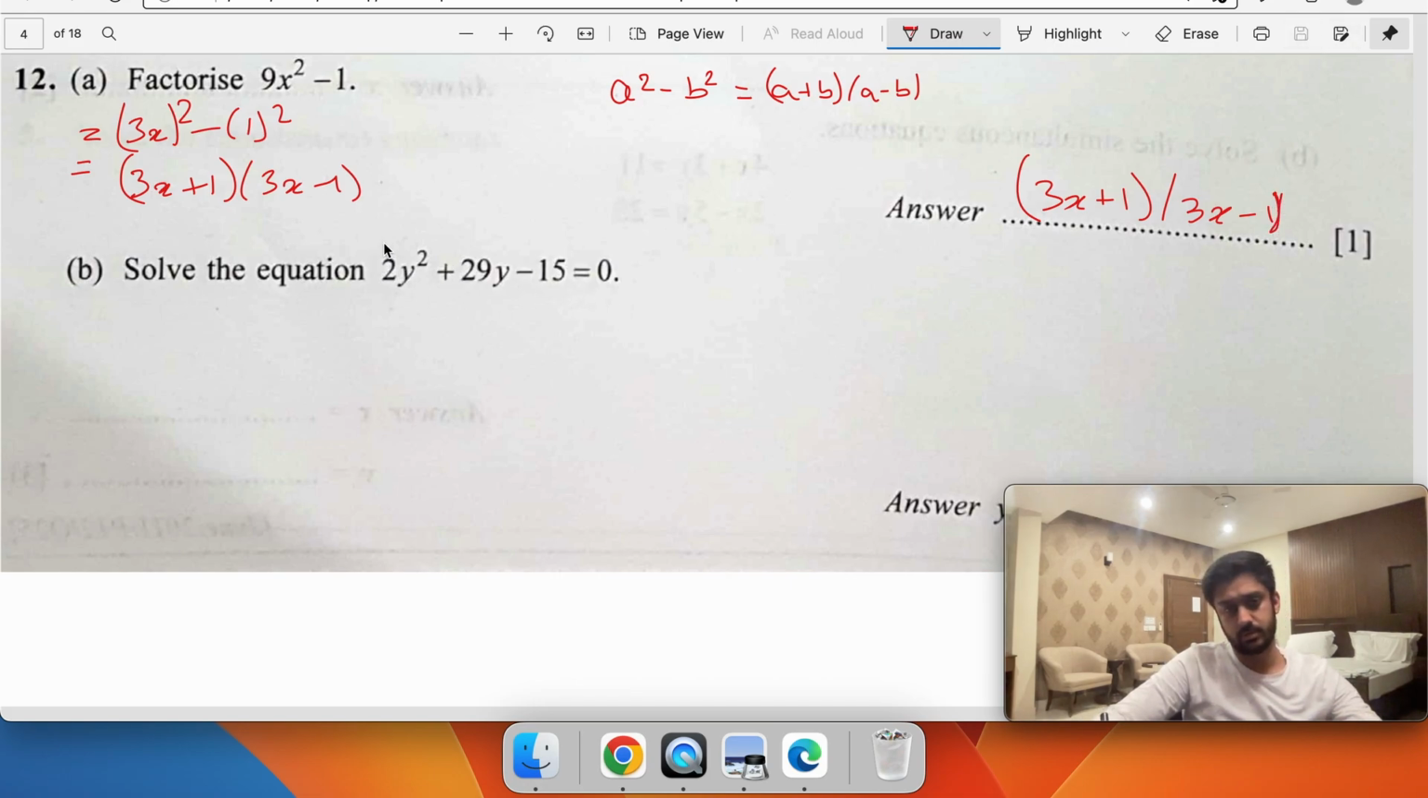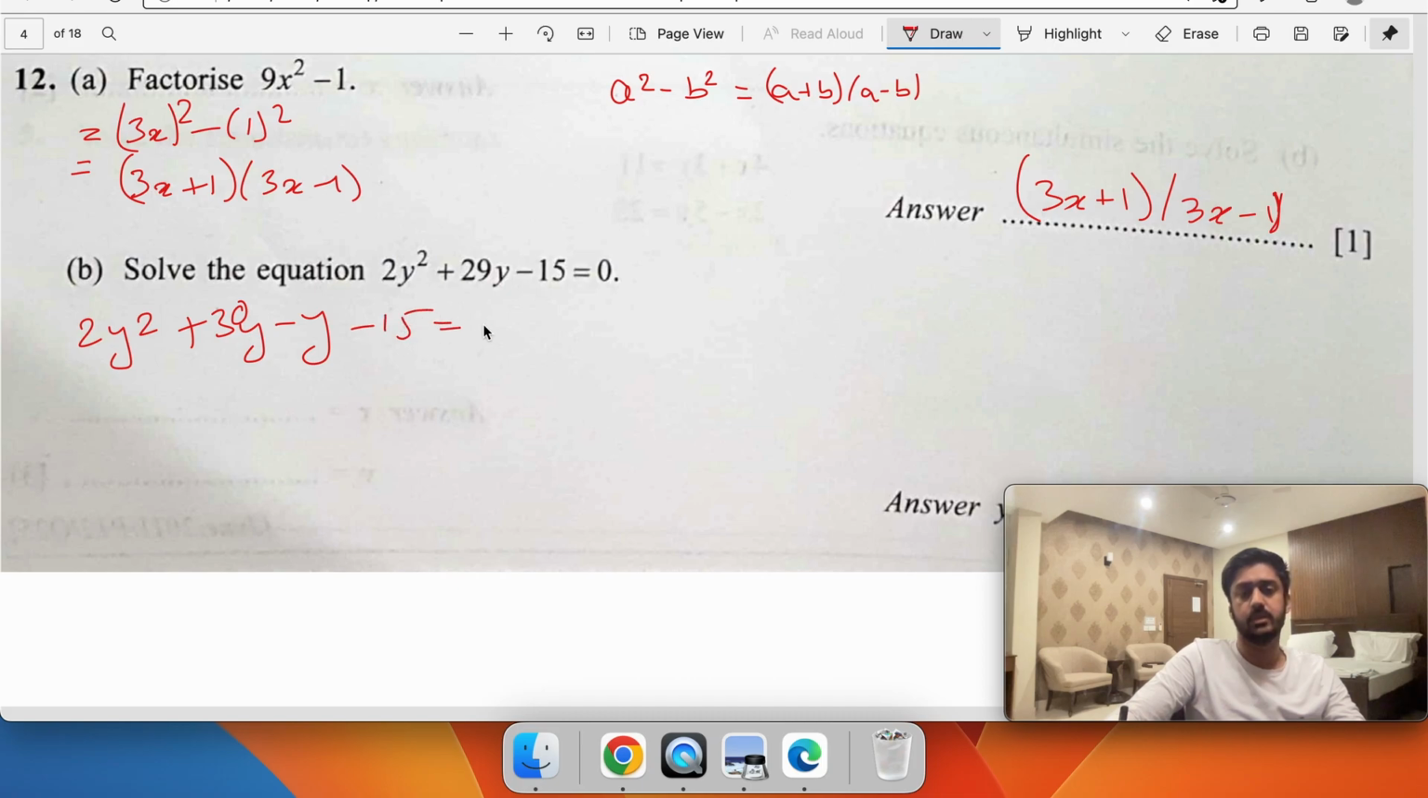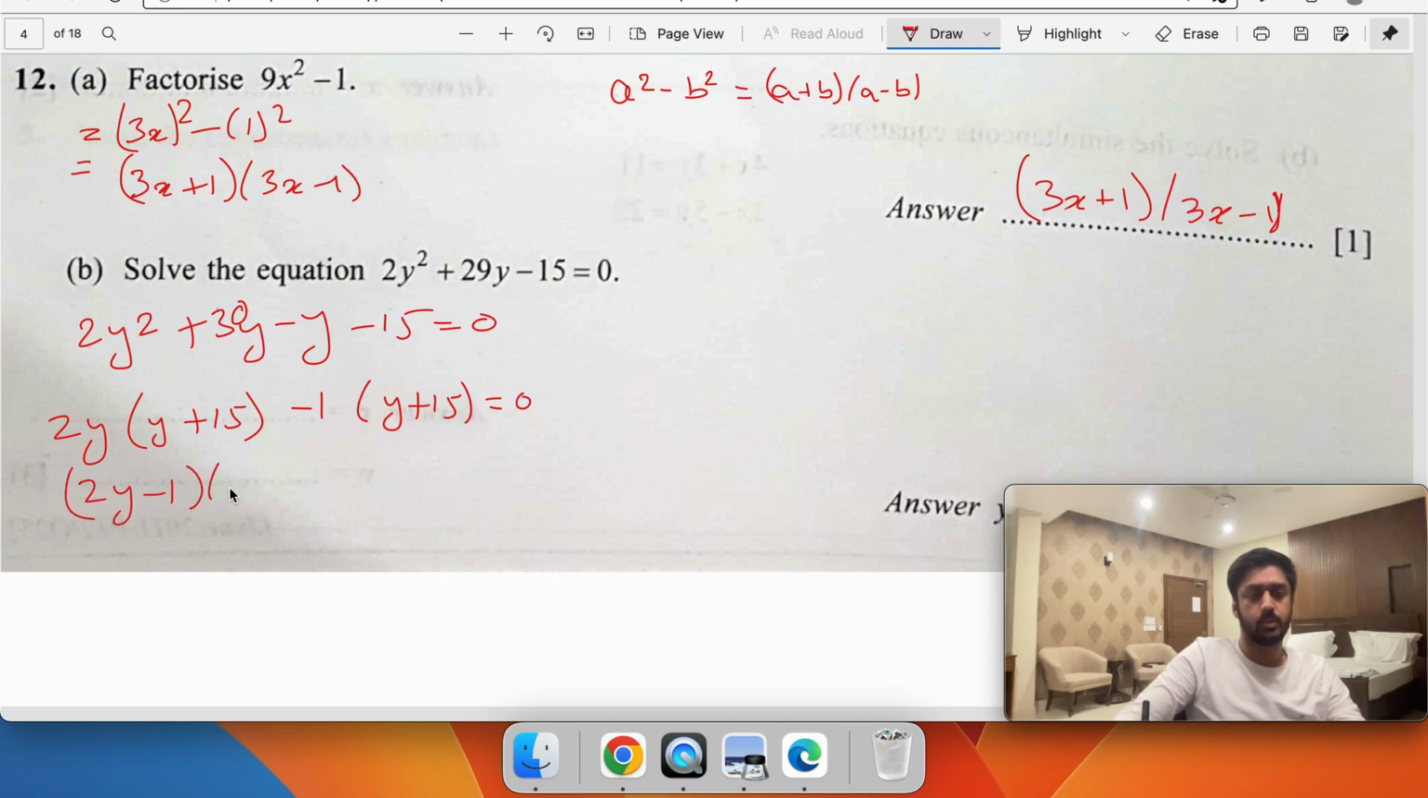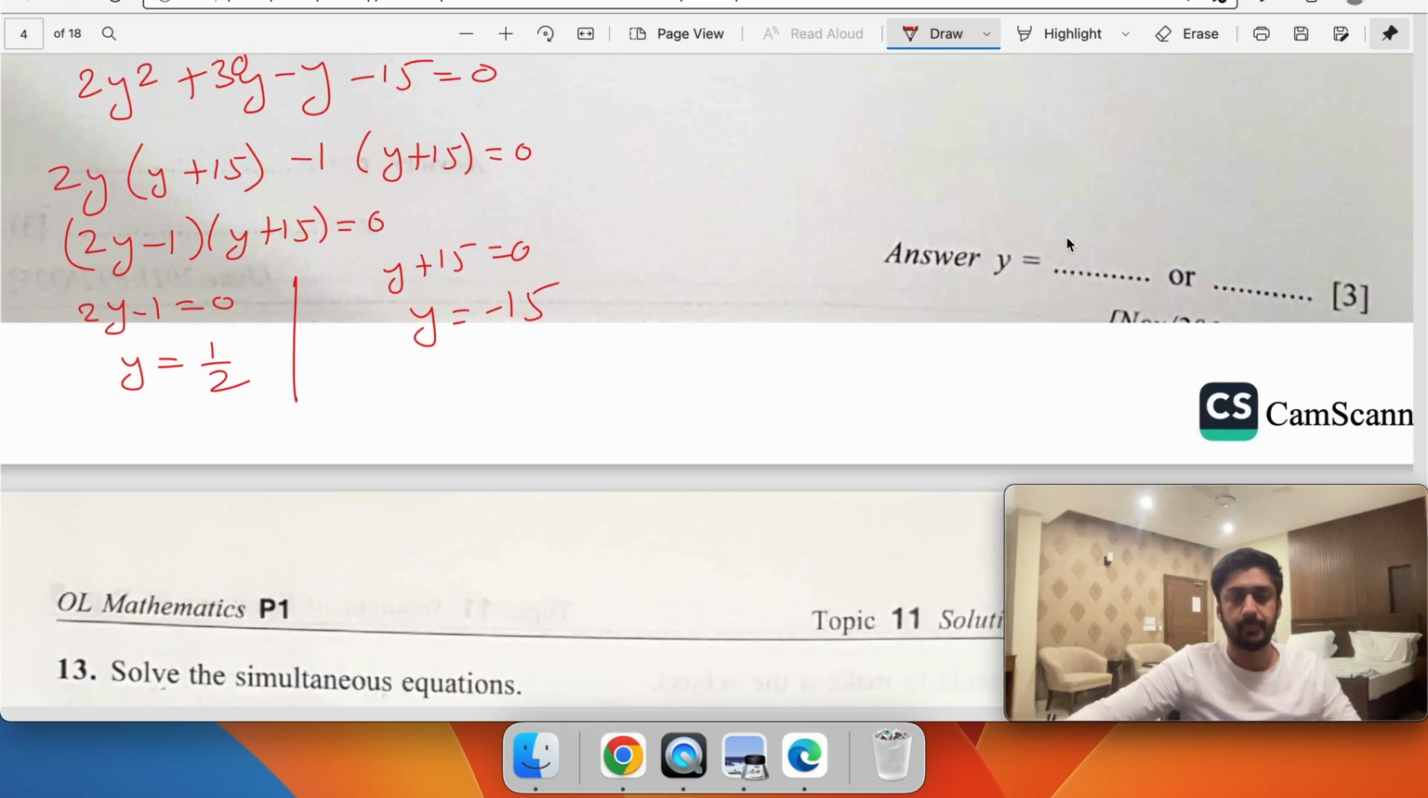Solve the equation. 2 into 15 is 30, and 30 minus 1 would make 29. So 2y square plus 30y minus y minus 15 is equal to 0. Taking out common from the first two, y plus 15, minus 1, y plus 15 is equal to 0. 2y minus 1, y plus 15 is equal to 0. First factor equal to 0, y is equal to 1 by 2. Second factor equal to 0, y is equal to minus 15. 1 by 2 and minus 15.